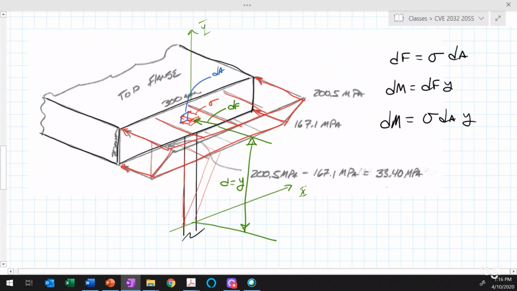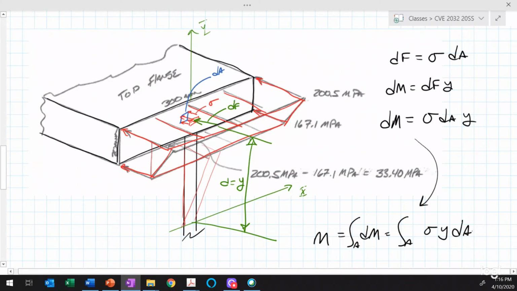And if we integrate that, let me come down here, we could say that the moment acting on the section is equal to the integral over the area of dM. That's equal to the integral over the area of sigma times y. Whoops, I wrote that wrong. It's equal to sigma times y times dA.